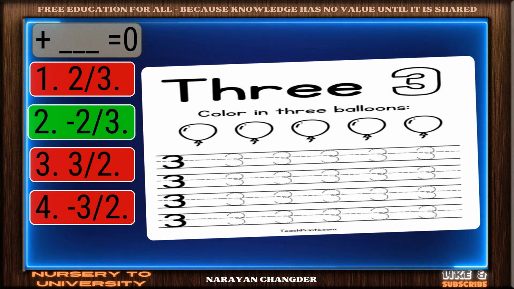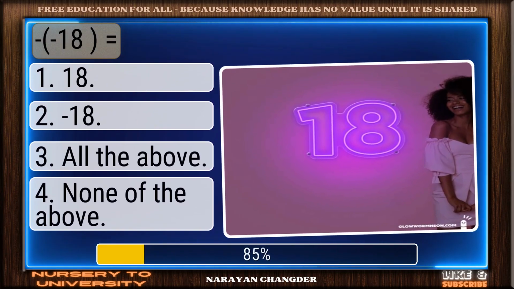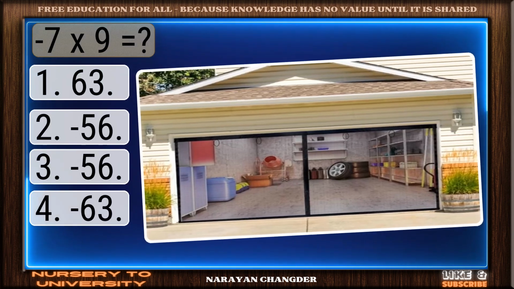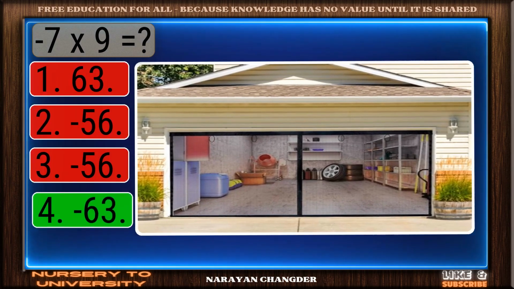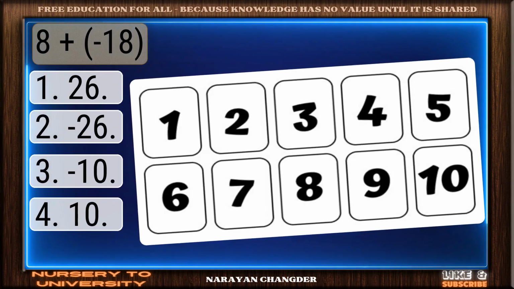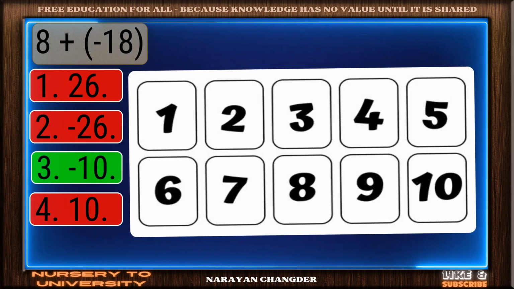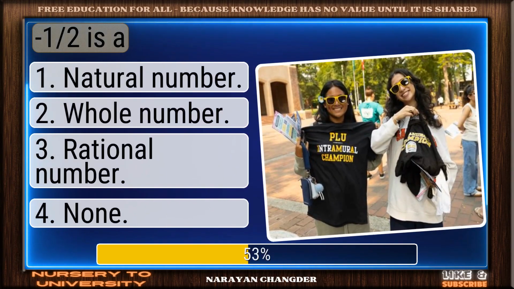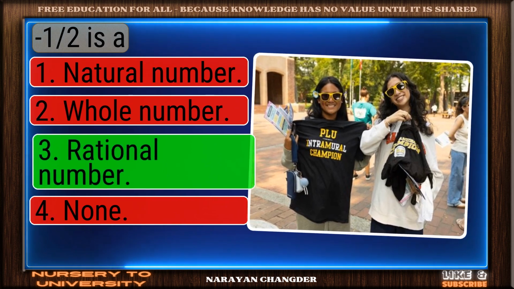Bravo, 2/3 is the answer. Question number 273. Strong choice. 18 is the right answer. Question number 274. 7 times 9. Excellent choice. 63 is the right answer. Question number 275. Solid response. 10 is a valid choice. Question number 276. Well done. Rational number is the right choice.